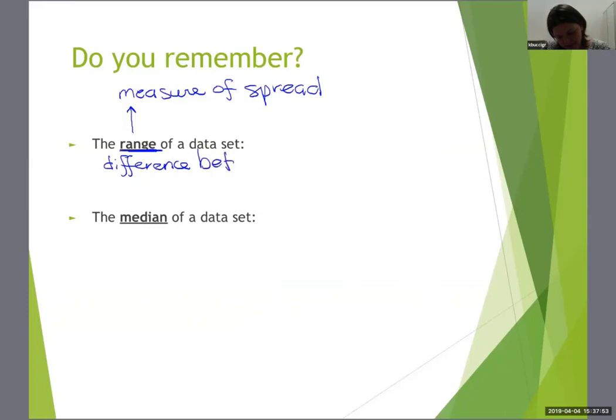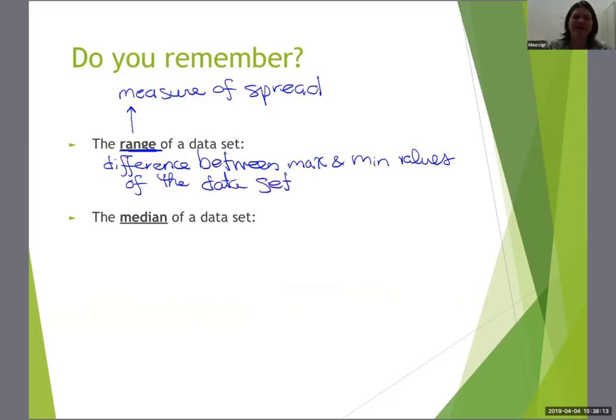And a lot of people just memorize this as high minus low. Yes, high minus low would be one way to find the difference between the maximum and minimum values. And of course, those would have to be the maximum and minimum values of the data set. I do have lovely students who just pick random numbers from anywhere and go, but this is the lowest number I found. Yeah, it better be in the data set. So it's the difference between the maximum and minimum values of the data set. Okay, cool. So we remember that.